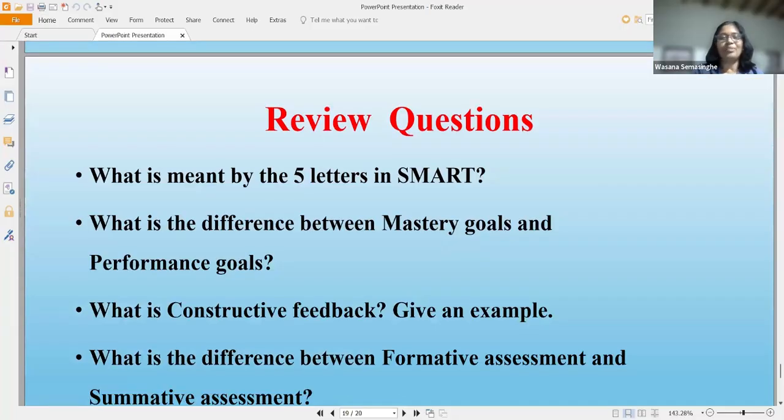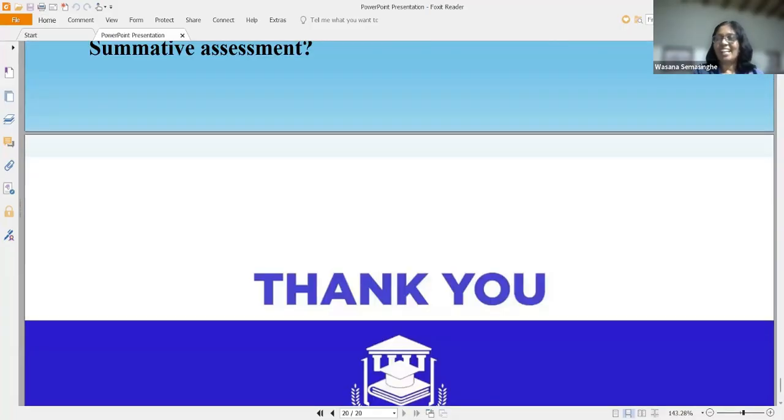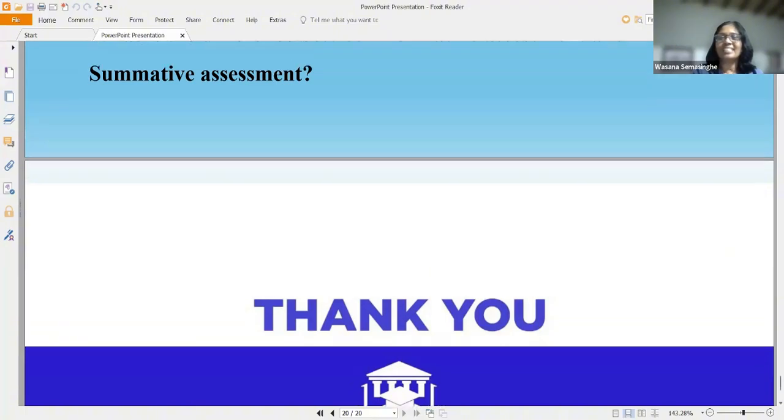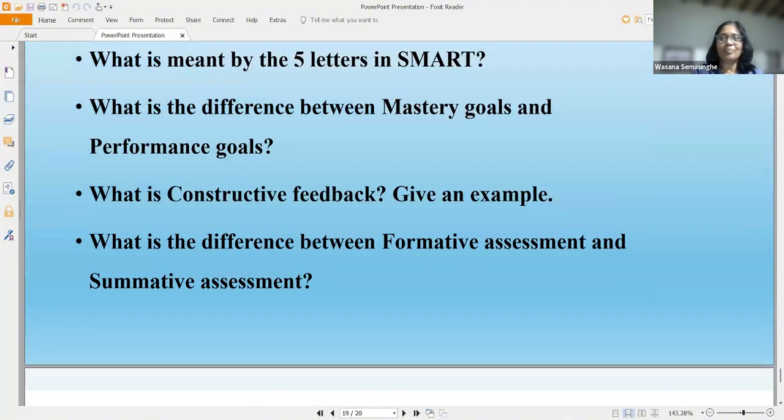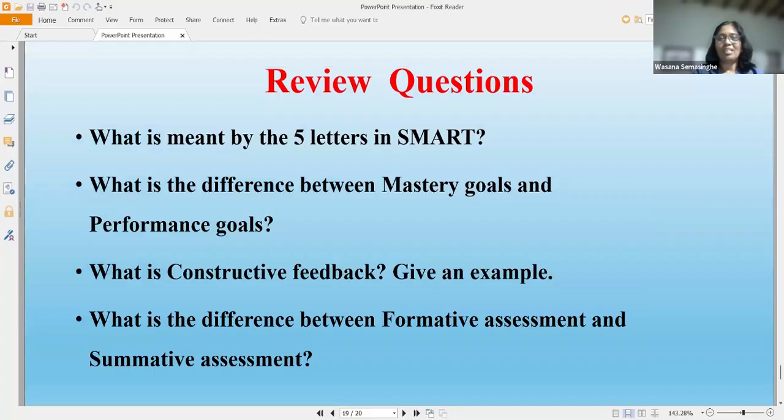So we have come to the end of today's lesson. We learned these things in our lesson. What is meant by the 5 letters in SMART when you prepare learning outcomes? We should have SMART learning outcomes, SMART goals. Each letter stands for a word. S means, yes, specific.